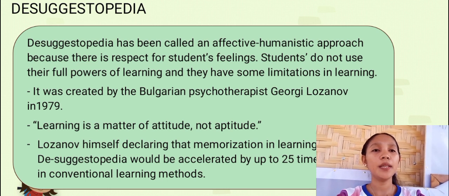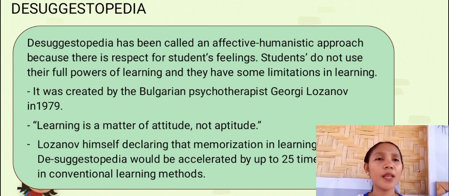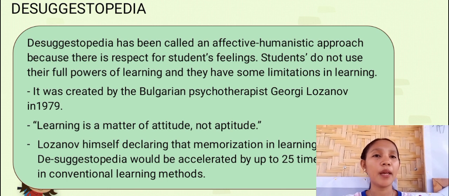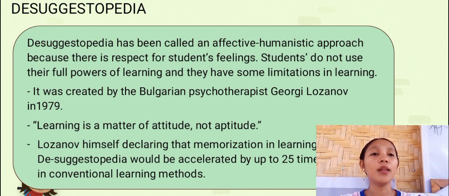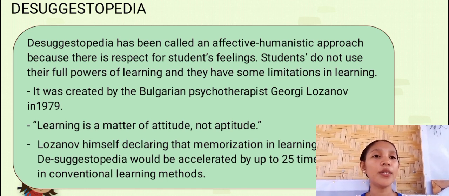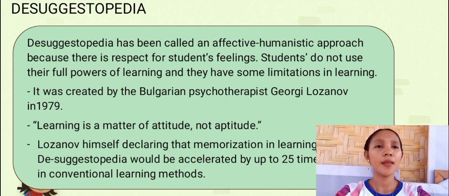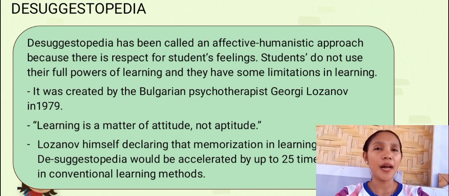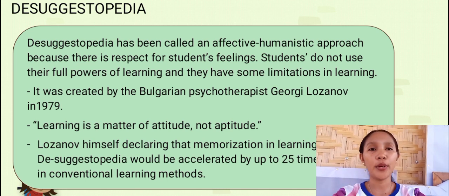The Suggestopedia is also called the affective humanistic approach. When we say affective humanistic approach, there is a respect for students' feelings, since learners do not use their full powers of learning and they have some limitations in learning. Remember, Georgi Lozanov also says that learning is a matter of attitude, not aptitude. So attitude is the most important when it comes to learning.